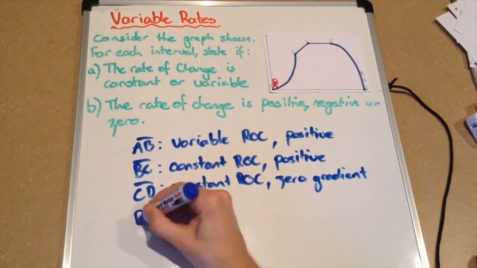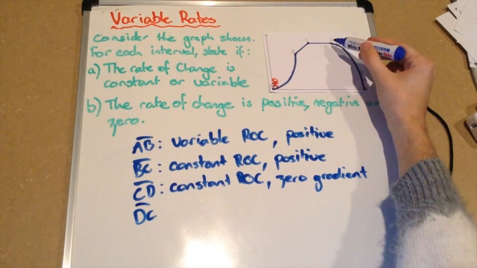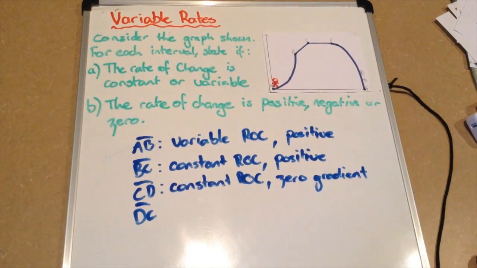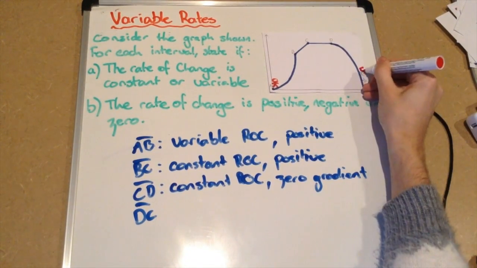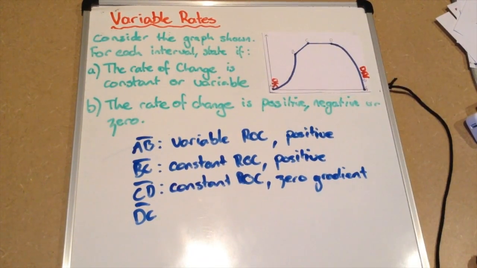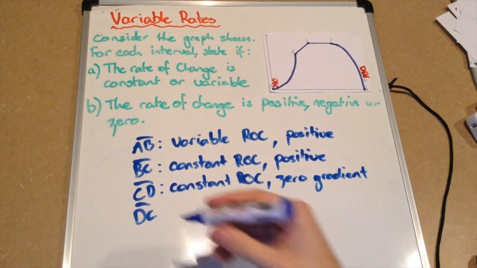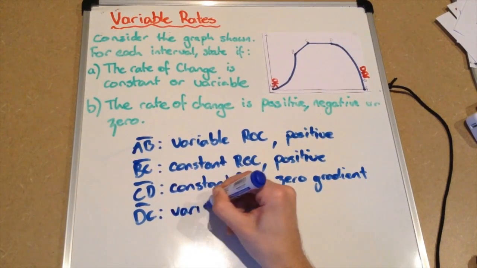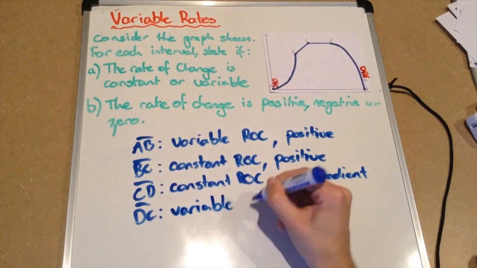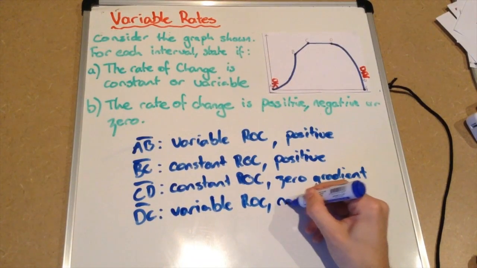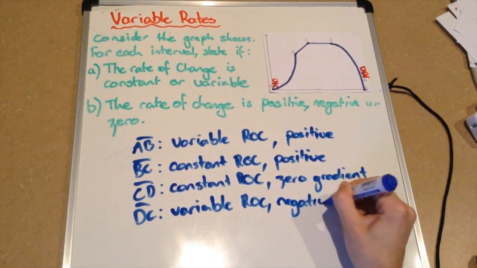Right, and for D to C, he starts off here and he walks down. Now it's not too steep to start off with, but by the time he gets to this point here, Walker Wally is well and truly sliding down on his bum because he can no longer stay up because it's too steep. So D to C is a variable rate of change because the gradient's changing. And because he's going downhill, it's a negative rate of change.